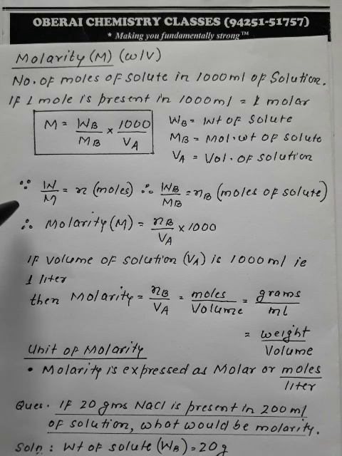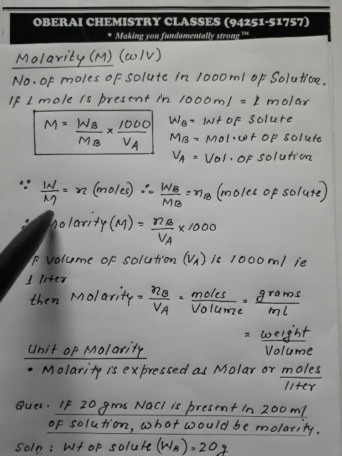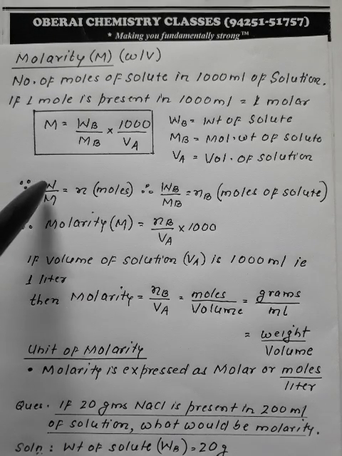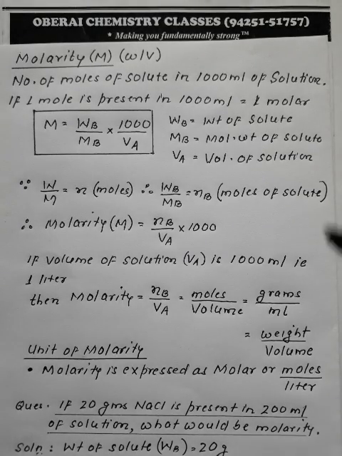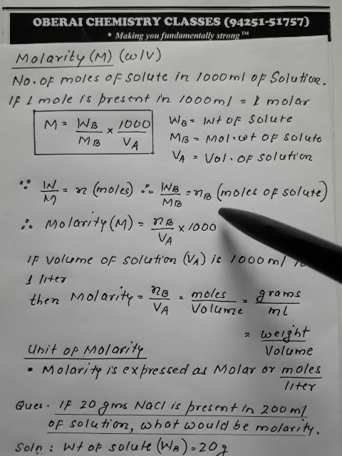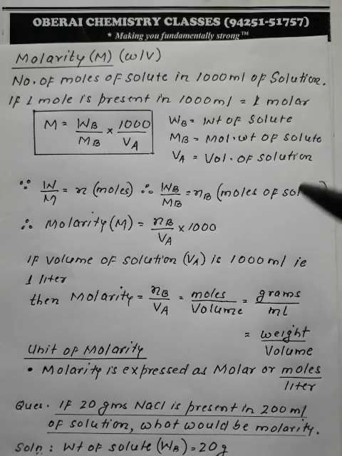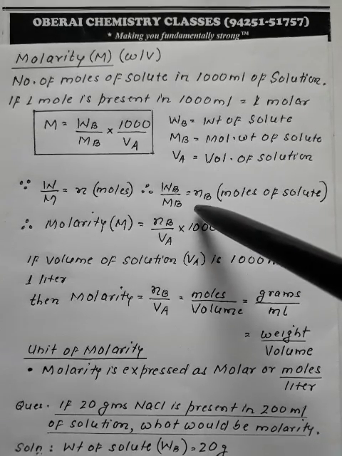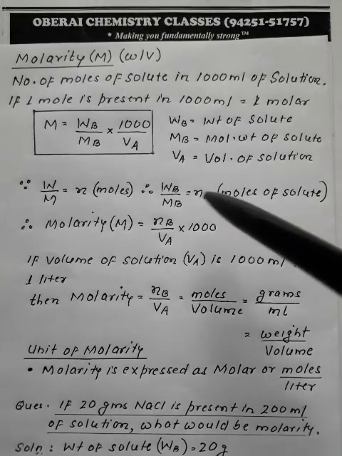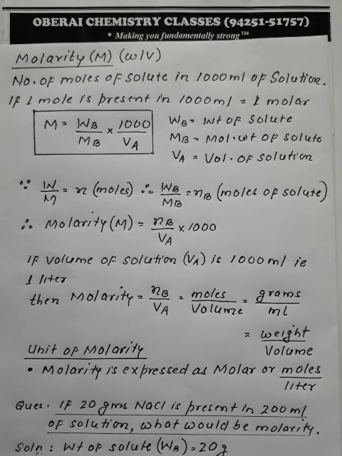Now since we know that W upon M, what is W? Weight of solute. What is M? It is molecular weight. So W upon M is termed as mole, N. Therefore WB upon MB is equal to NB, which is mole of solute. WB is the weight of solute taken, and MB is the molecular weight of solute taken.